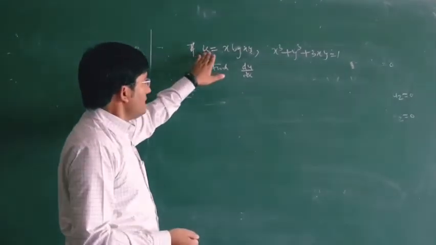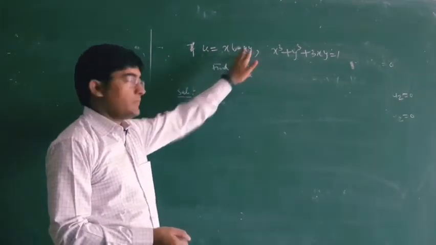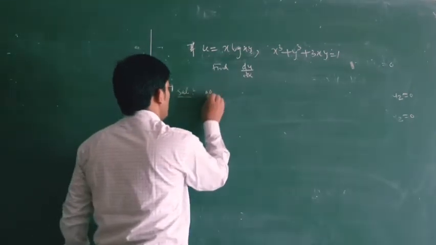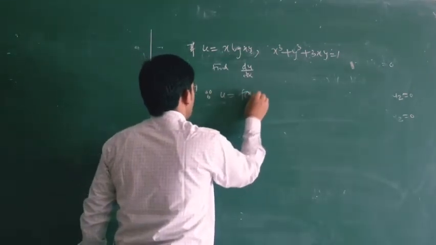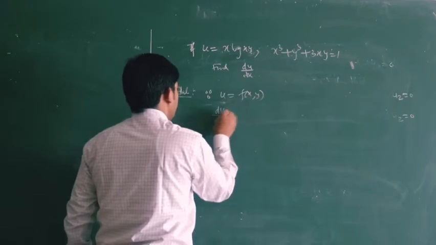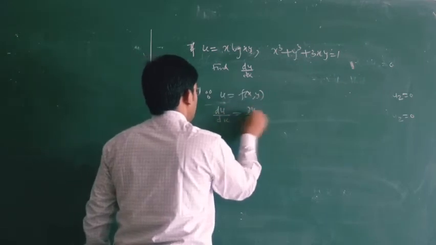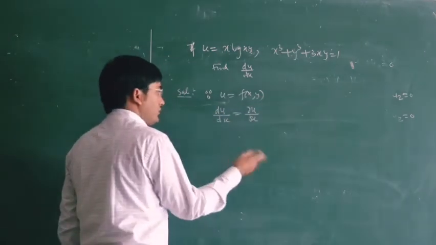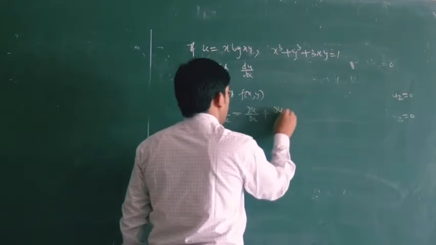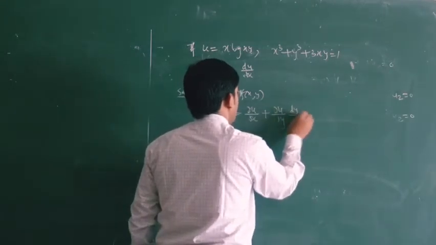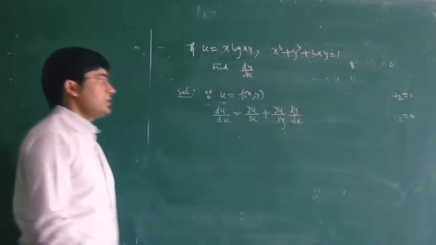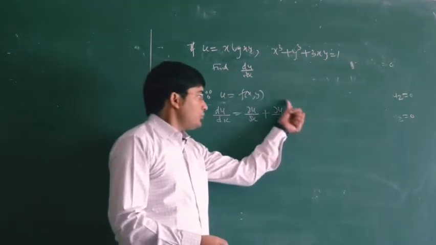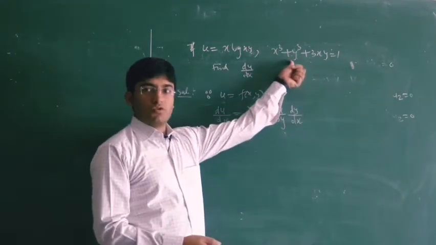Now here you can see that u is a function of xy. So because u is a function of xy, our du upon dx will be del u upon del x into dx upon dx, that will be 1, then del u upon del y, then we have dy upon dx. So that means we have to find out dy by dx with the help of this equation.